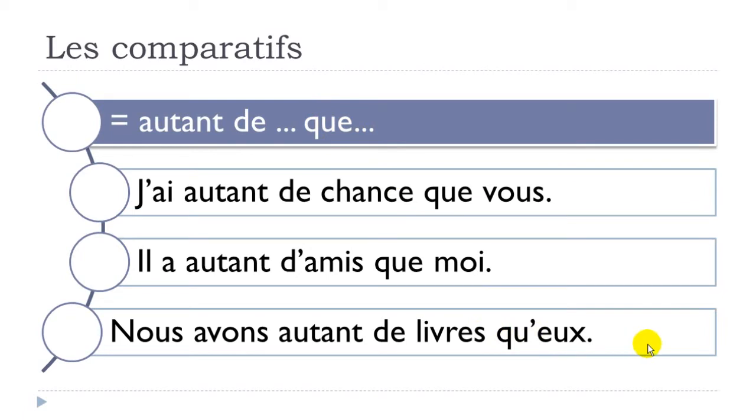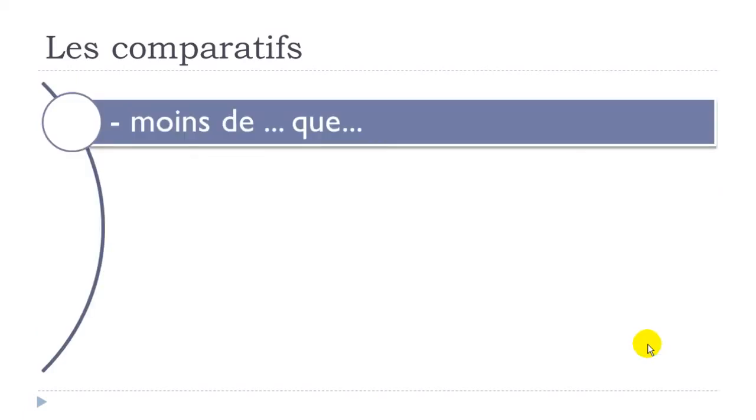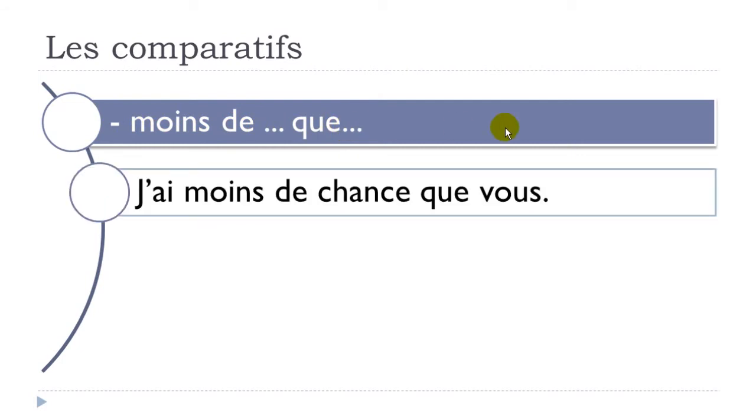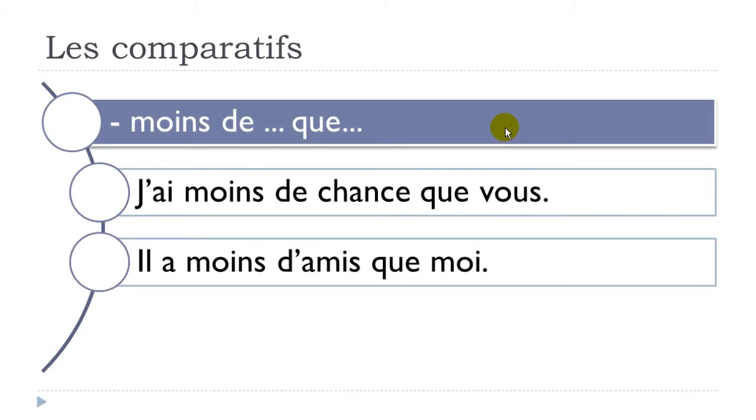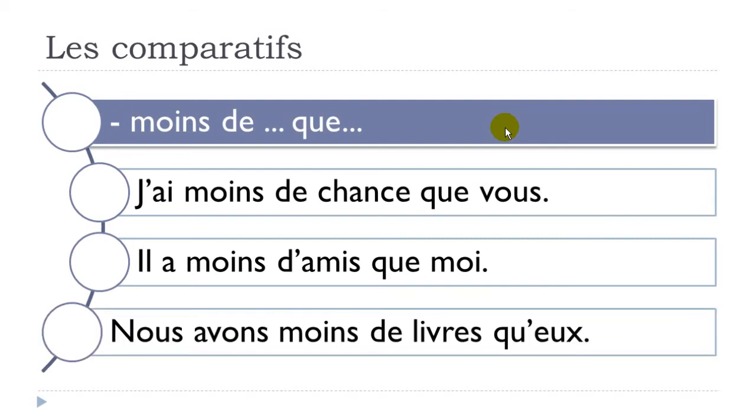All right. Then if you want to say less, it's moins in French, so no discussion about the S here, don't pronounce it, okay? Moins de, and then you put your noun, que, than, and the rest of the structure. So let's see. J'ai moins de chance que vous. Il a moins d'amis que moi. Nous avons moins de livres que.